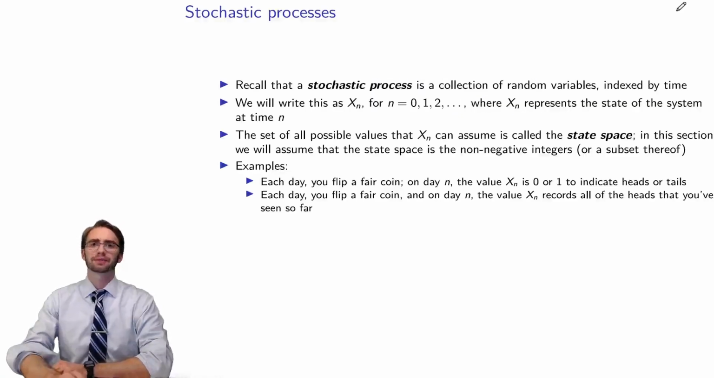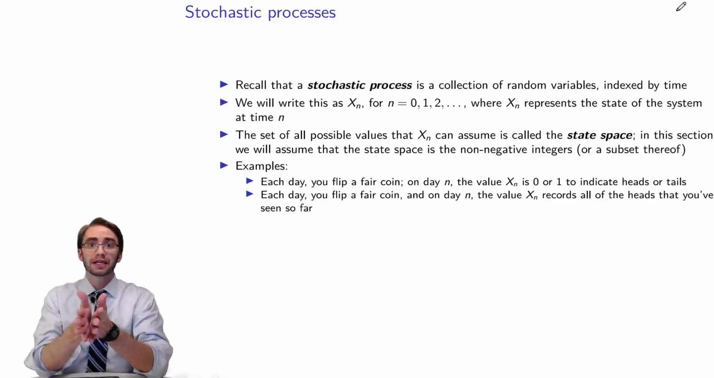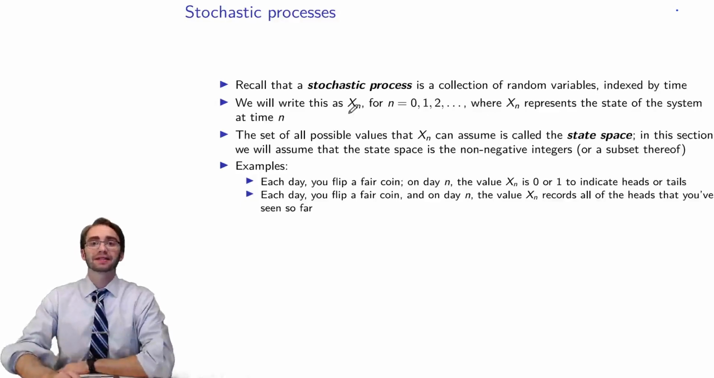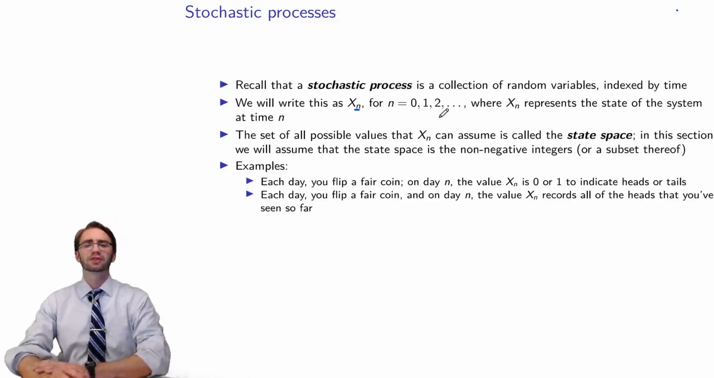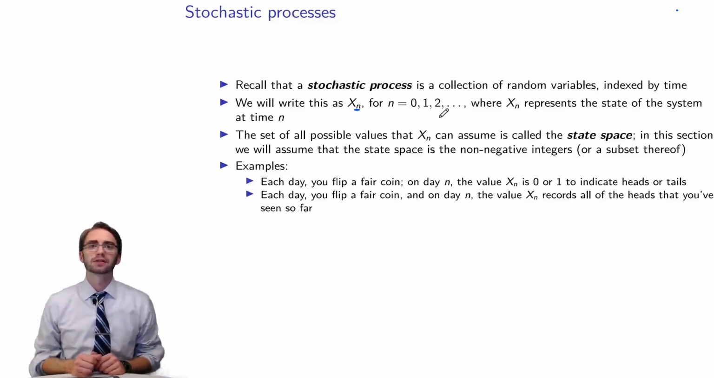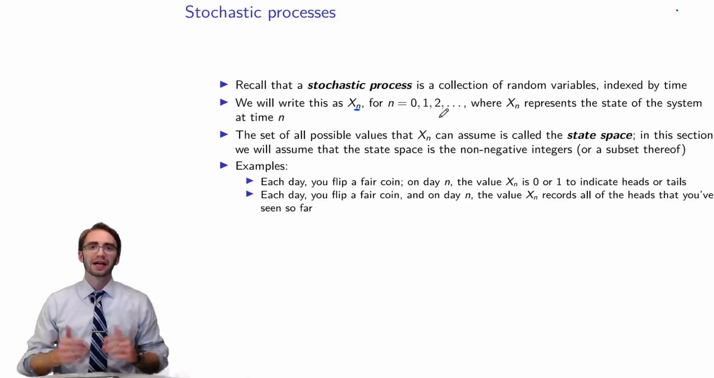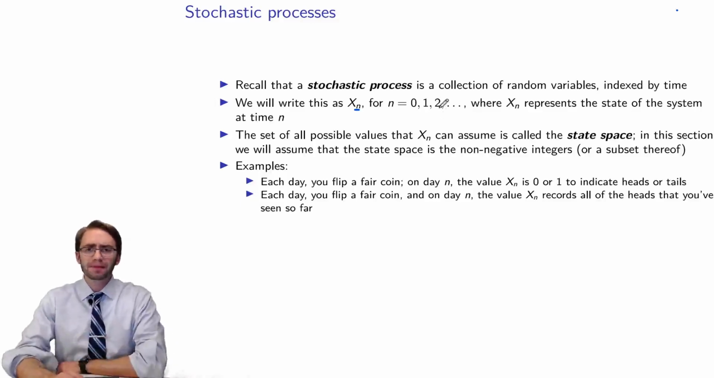What is a stochastic process? A stochastic process is just a collection of random variables that are indexed by time. We'll write this as x sub n for n ranging over the integers 0, 1, 2, and so on. The set of all possible values that x sub n can take is called the state space. Here in this section, we're going to assume that the state space is the non-negative integers or a subset of that. So we'll always think about x_n as taking on integer values, because that happens to be the most natural way to model a Markov chain.